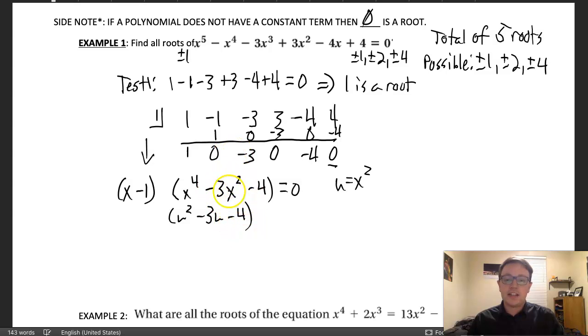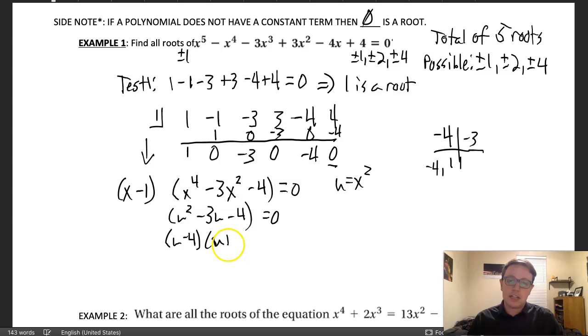So by looking at this, instead of x squared, we just substitute something in. We have something that looks quadratic, and we can just factor this. So we're looking for factors of minus 4 that are going to add up to minus 3. What is that going to be? That's going to be negative 4 and positive 1. So that means that this will be u minus 4 times u plus 1 is equal to 0. We know u is x squared, so we're just going to replace those u's with x squared: x squared minus 4 times x squared plus 1 is equal to 0.